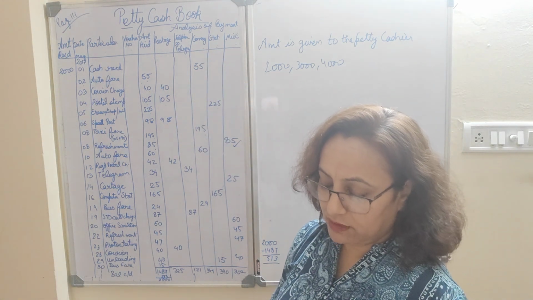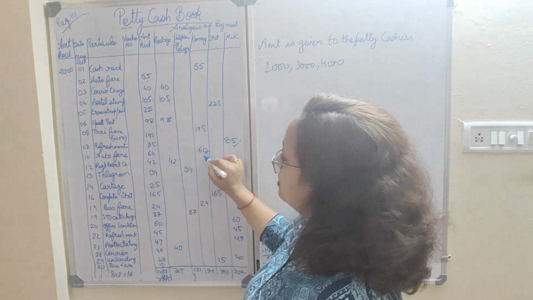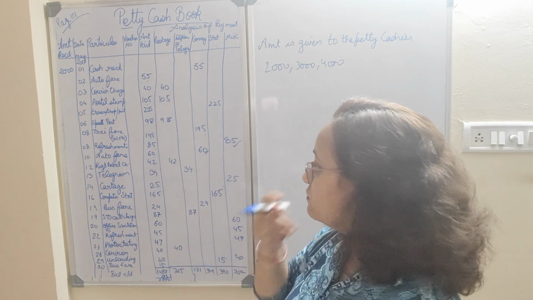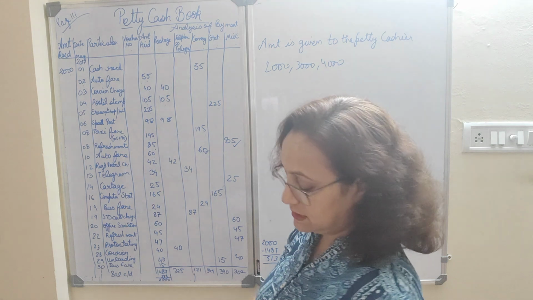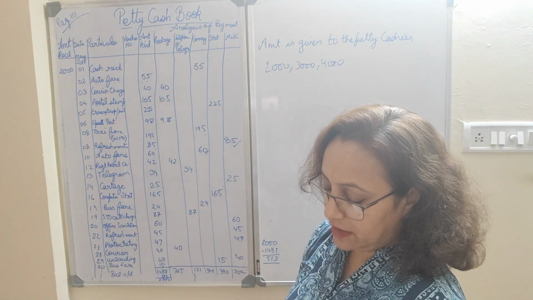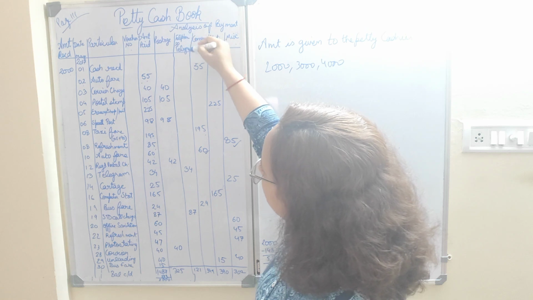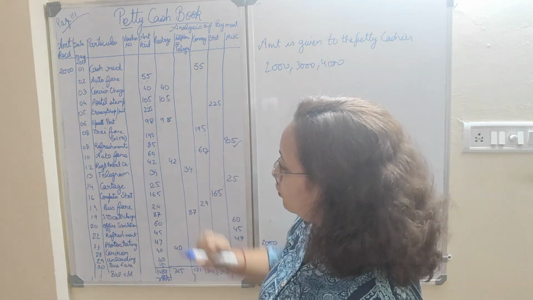Then we have auto fare 60. We know auto fare comes in conveyance, so it is written in the conveyance column. Then we have registered postal charges 42. Registered postal charges will again go in postage expenses. Then we have telegram 34. The separate head is there, telephone and telegram, so 34 will go in telegram and in the amount paid.